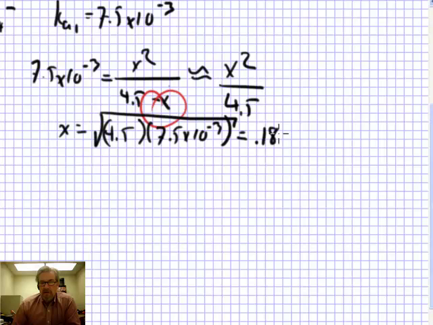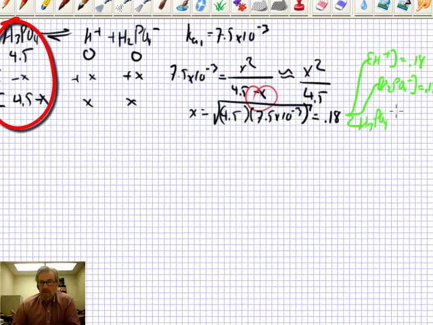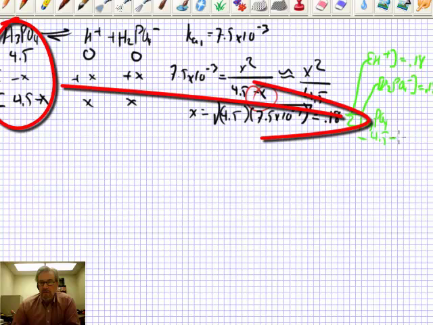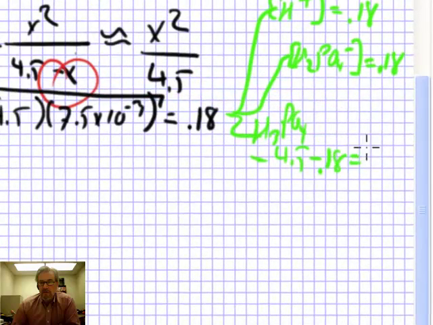Now, what does that mean? Well, this has two pieces of meaning. One is that the concentration of H plus after this first dissociation is equal to 0.18. It also means that the concentration of H2PO4 1 minus is equal to 0.18. And it means that the concentration of H3PO4 is equal to 4.5 minus 0.18, and that's 4.32.